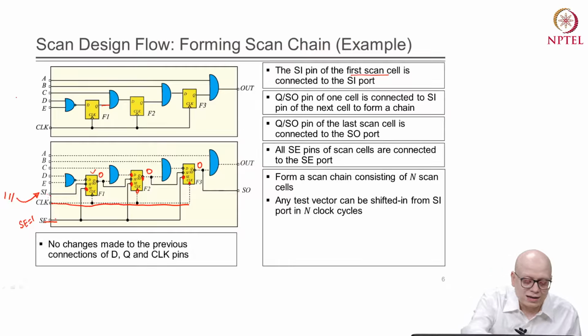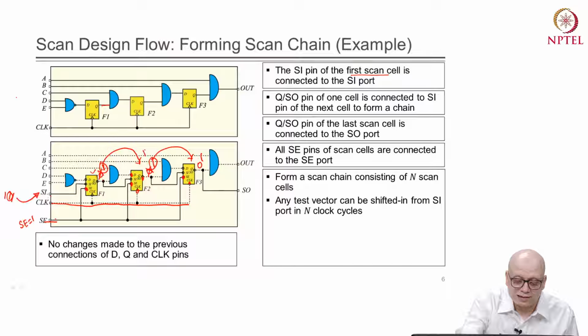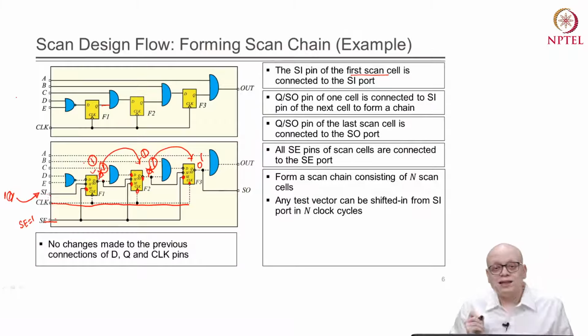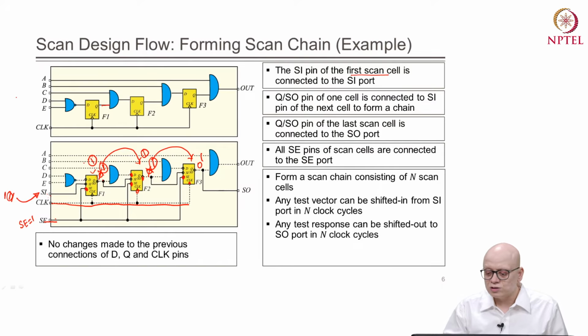In the first clock cycle, this will get 1. In the next clock cycle, this one will go to the next flip flop and the other one will come to this. And in the third clock cycle, this one will go to the next flip flop, this one will go to this flip flop or scan cell, and the final one will come here. So, in 3 clock cycles, we will get any test vector we want at the output of these scan cells. Any test response can be shifted out to the SO port in n clock cycles.